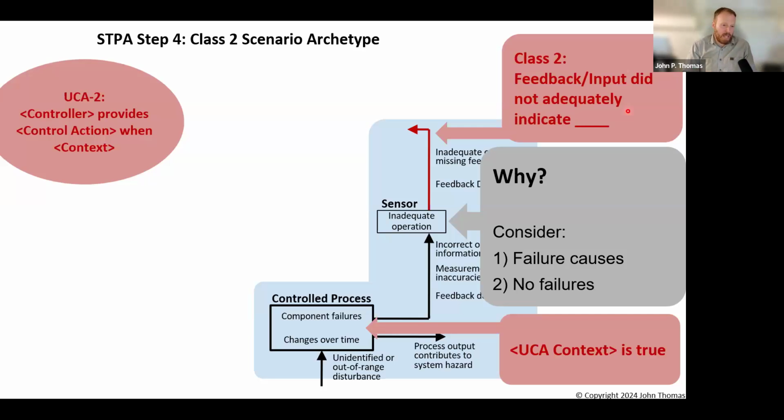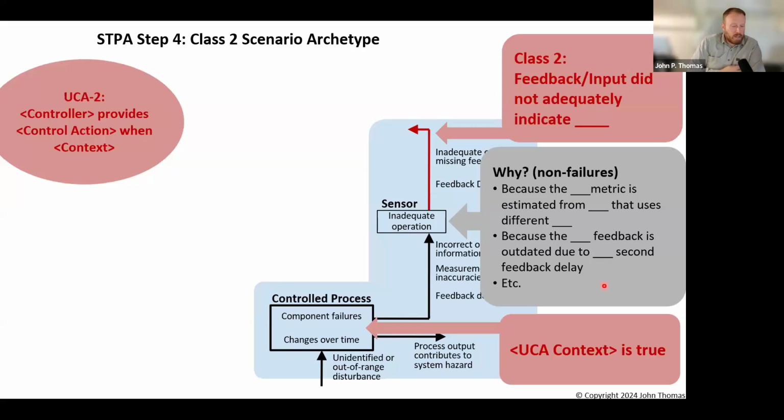And so when they look at feedback, they often say, oh, the speed sensor failed, or speed sensor malfunctioned, right? Or the pitot sensor froze. They'll sort of enumerate failures, and it's interesting because it is a valid STPA scenario, but you're sort of missing the point. The point is to especially capture the non-failure cases. And so at a minimum, make sure that you've considered both, not just the failure causes.